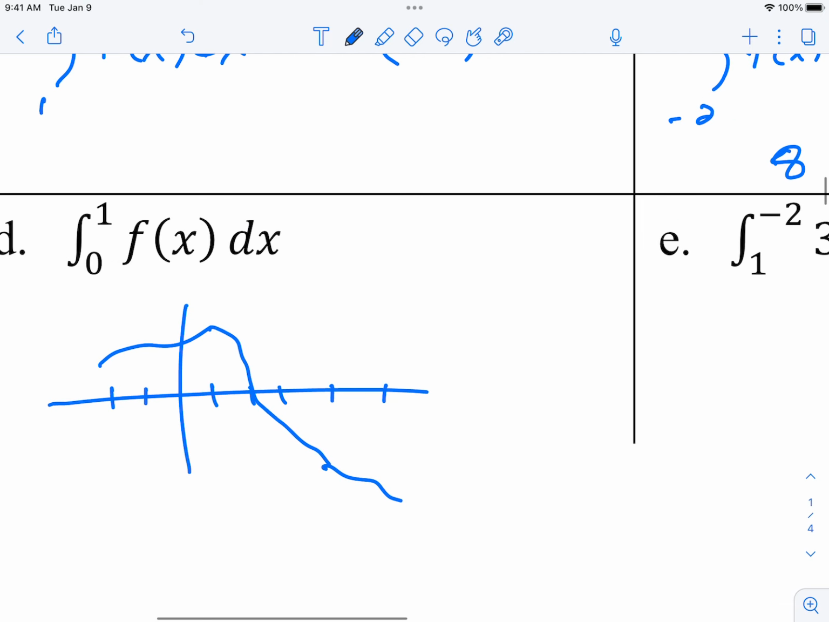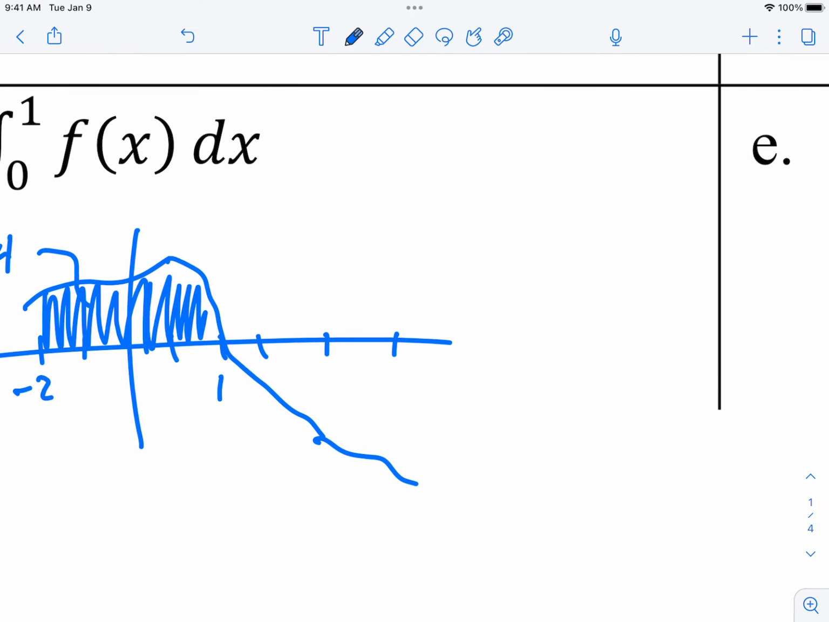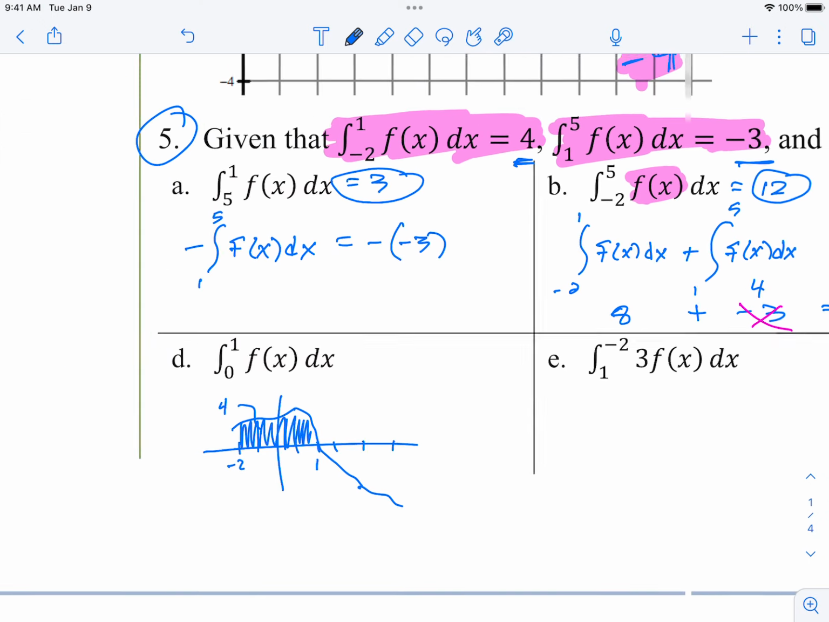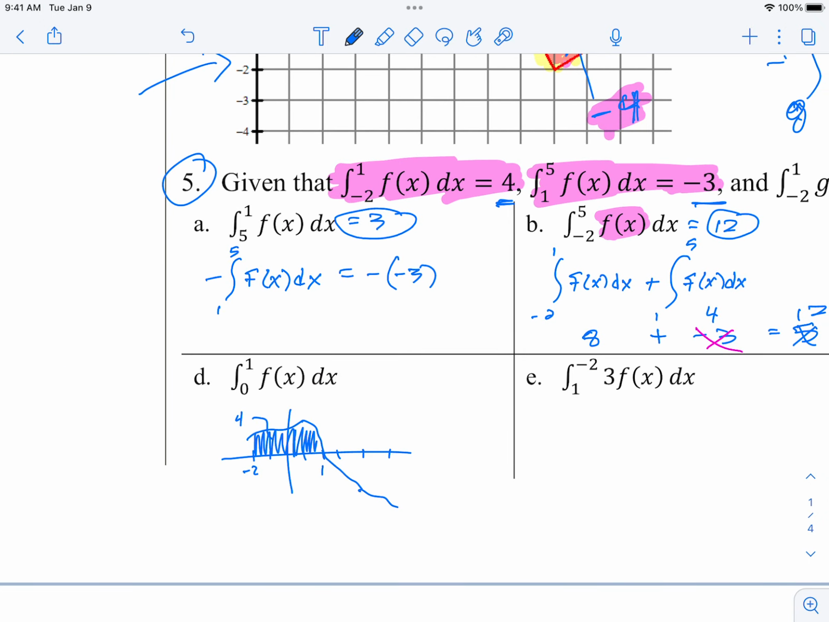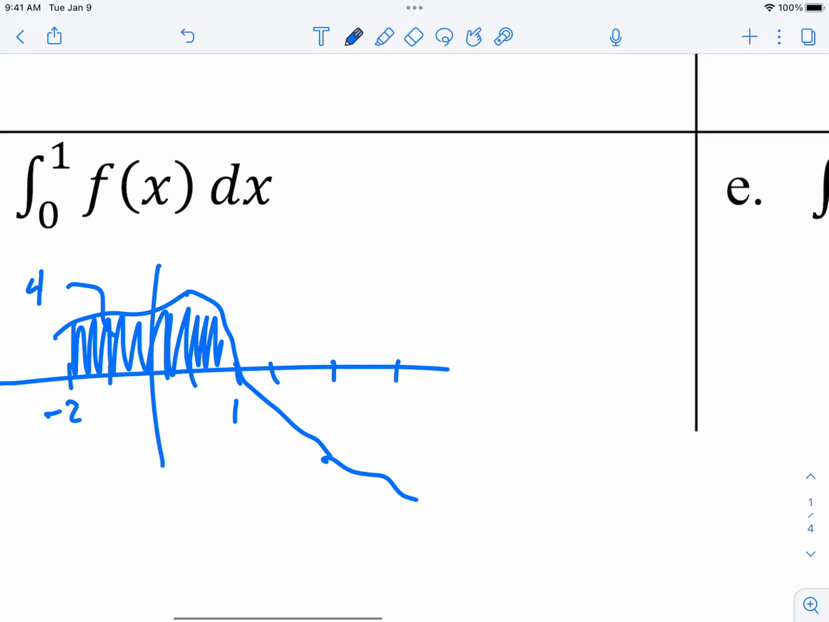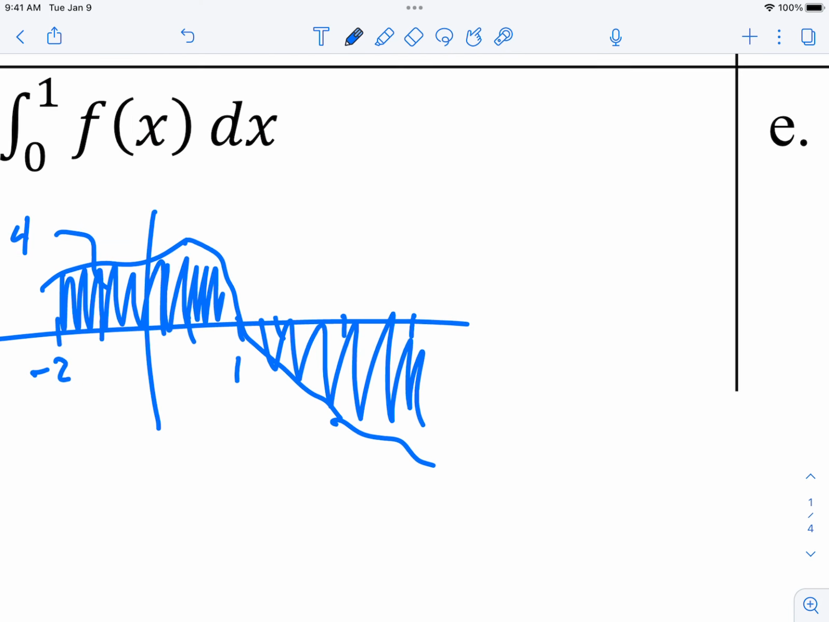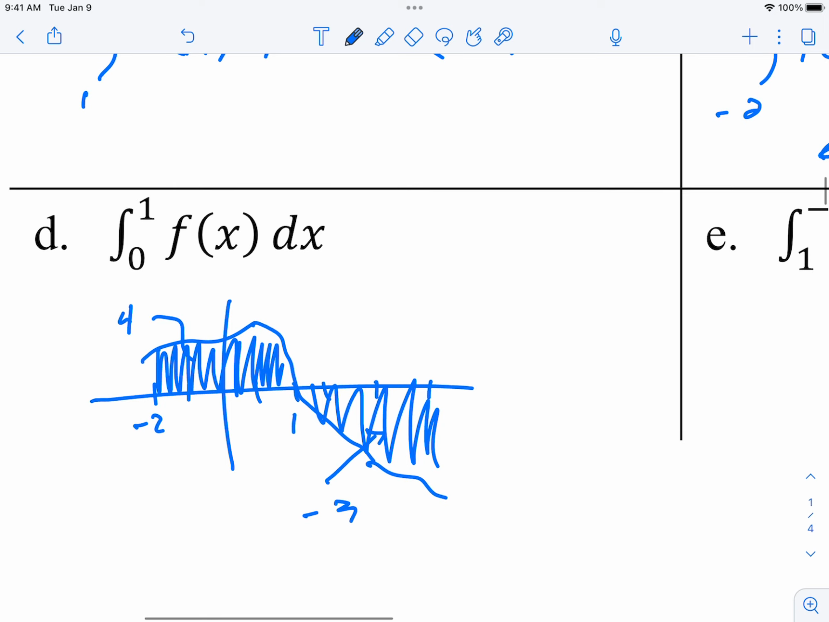So if I think of this, if I cover them up inside here, I'm saying that from negative 2 to 1, that would be like an area of 4. I'm just kind of putting a picture out because I like an idea of it. And then if I go from 1 till 5, then we'll call this area right here negative 3. But the question is, hey, what's from 0 to 1? What's going on in there? How can we figure that out?